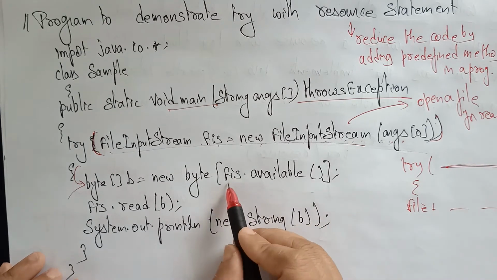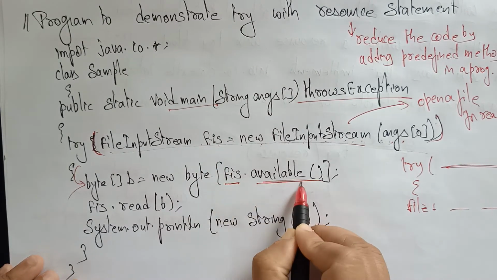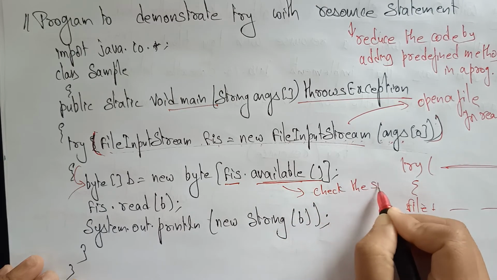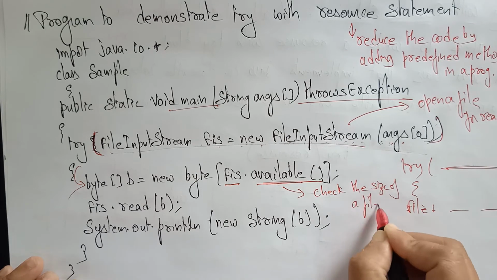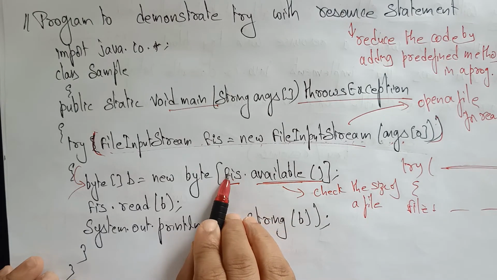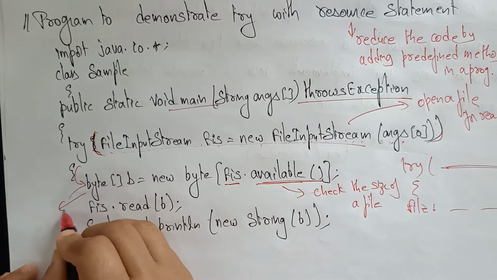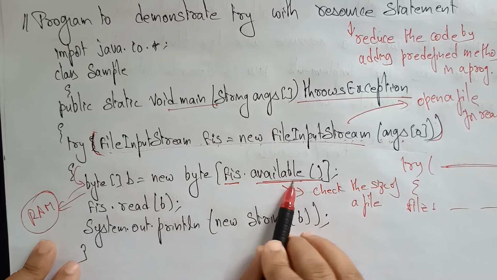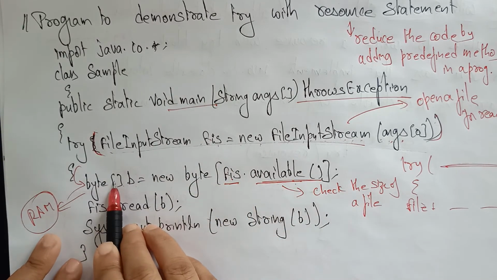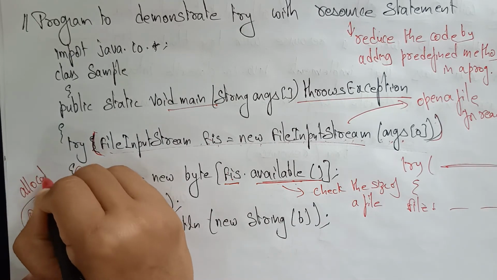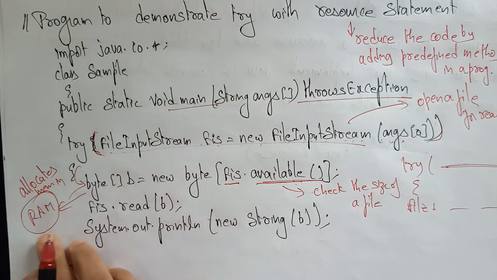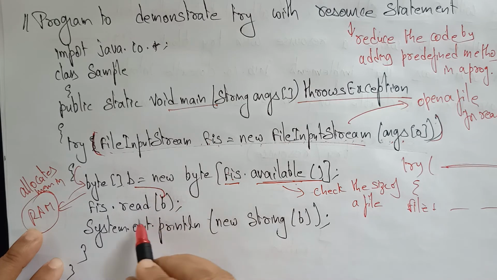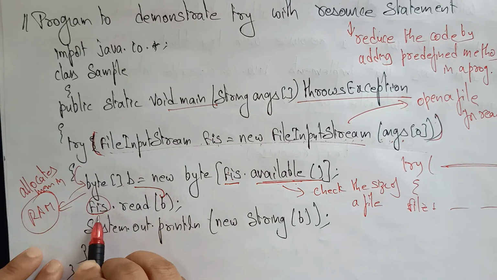Whatever file I opened, I check the availability, meaning the available size. It checks the size of the file, in bytes, because bytes are used to store the data in RAM. Whatever the available size is, memory of that size is allocated in RAM. After allocating the memory in RAM, that data needs to be read. So where is the data? It is in the FileInputStream.